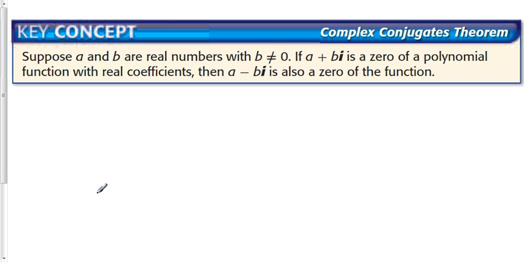So here's another key concept from this section. It's called the complex conjugates theorem. Suppose a and b are real numbers and b does not equal 0. If a plus bi is a 0 of the polynomial function, then a minus bi is also a 0. Basically, if you know that one complex number is a solution, its conjugate is also a solution. So if a plus bi is a solution, so is a minus bi.